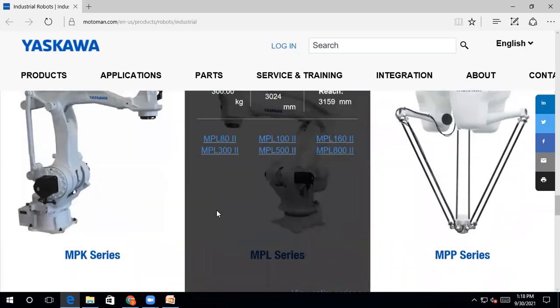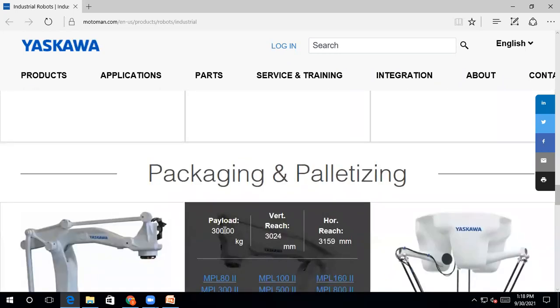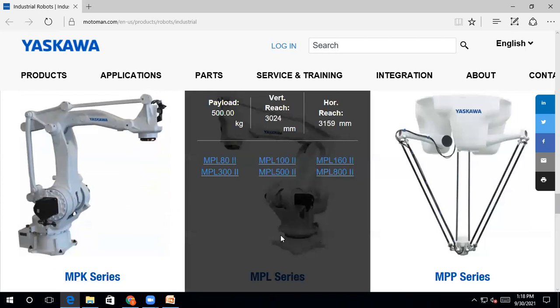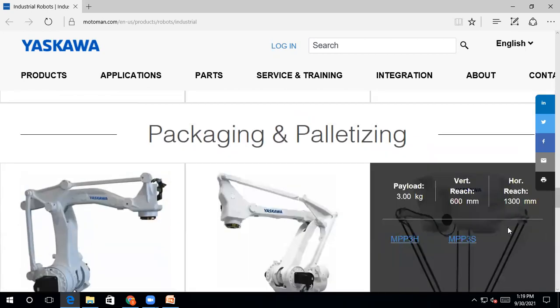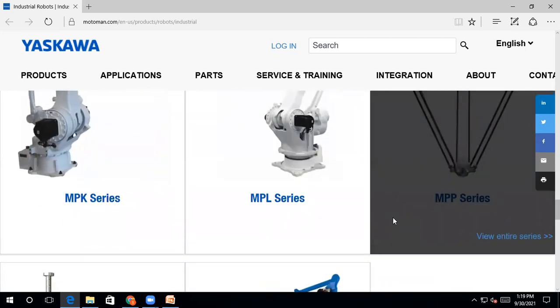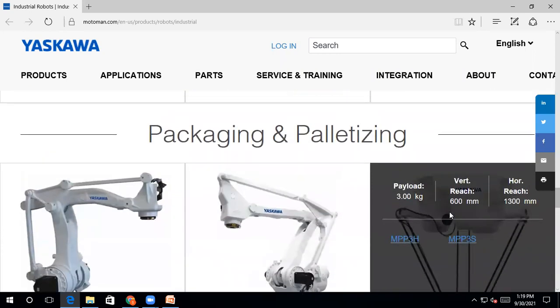Similarly, this MPL series, payload 300 kg, vertical reach 3024 mm, horizontal reach 3159 mm. Now this is the Delta robot, Yaskawa. Payload 3 kg, vertical reach 600 mm, horizontal reach 1300 mm.